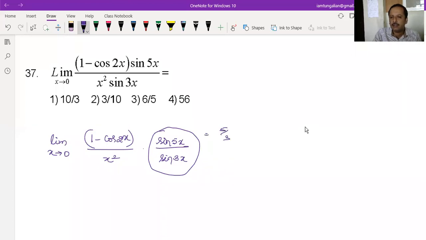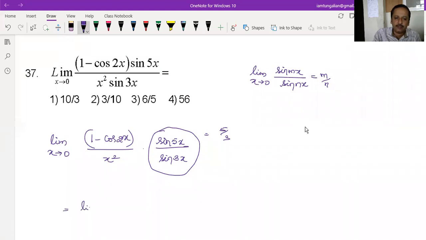How? I told you, limit x tends to 0, sin mx divided by sin nx will be equal to m by n. This can be written as m by n, because here you multiply and divide by mx, then sin mx by mx becomes 1. Here sin nx, multiply and divide by n, so sin nx by nx becomes 1. x gets cancelled, m by n will remain. So here 5 by 3 will remain.